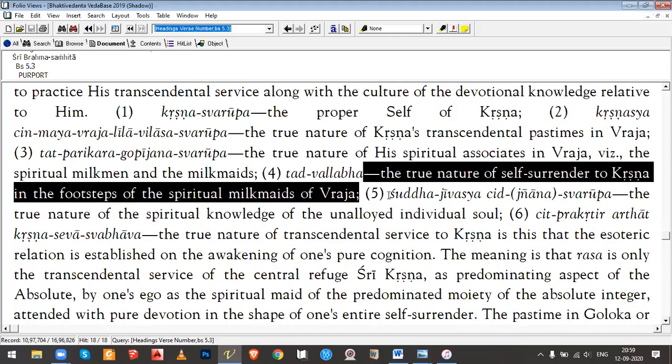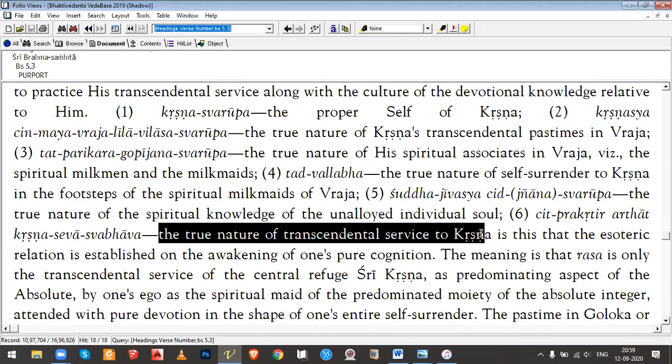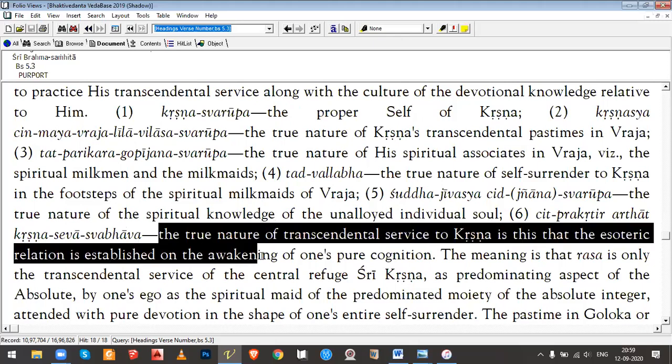And Shuddha Jivasya Chit Jnana Swarupa, the true nature of spiritual knowledge of the unalloyed individual soul. Chit Prakriti Arthat Krishna Seva Swabhava: the true nature of transcendental service to Krishna is this, that the esoteric relation is established on the awakening of one's pure cognition.